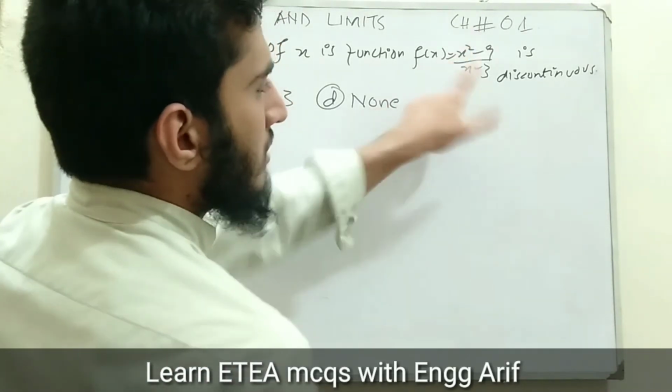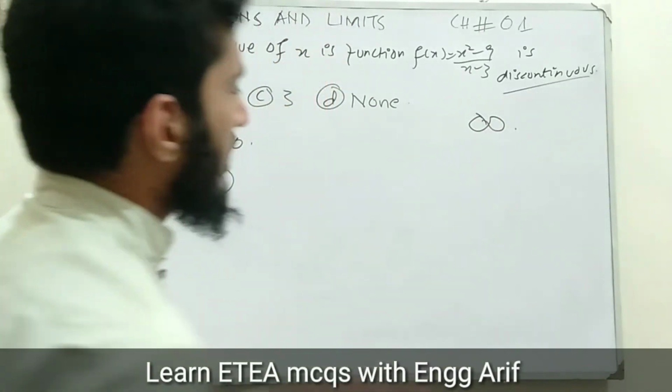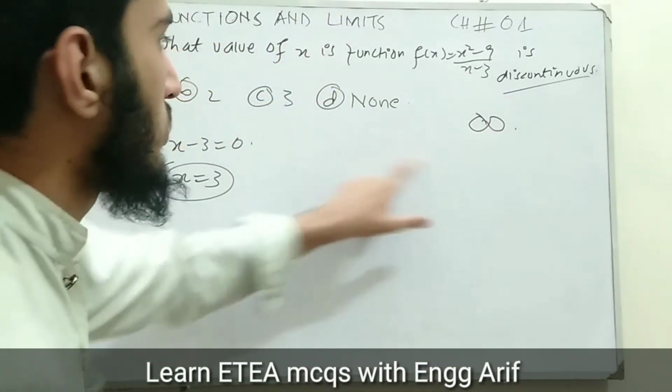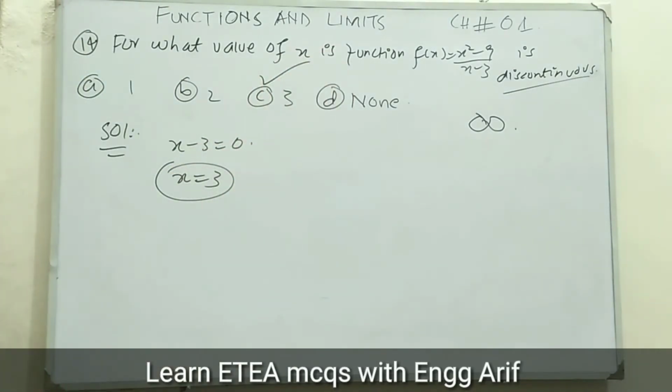So by putting x is equal to 3, 3 minus 3 gives us 0, and something divided by 0 gives us infinity. So the discontinuous point is the one at which the function goes toward infinity. So the value is x is equal to 3. So our answer is x is equal to 3. So the correct option is option number C.